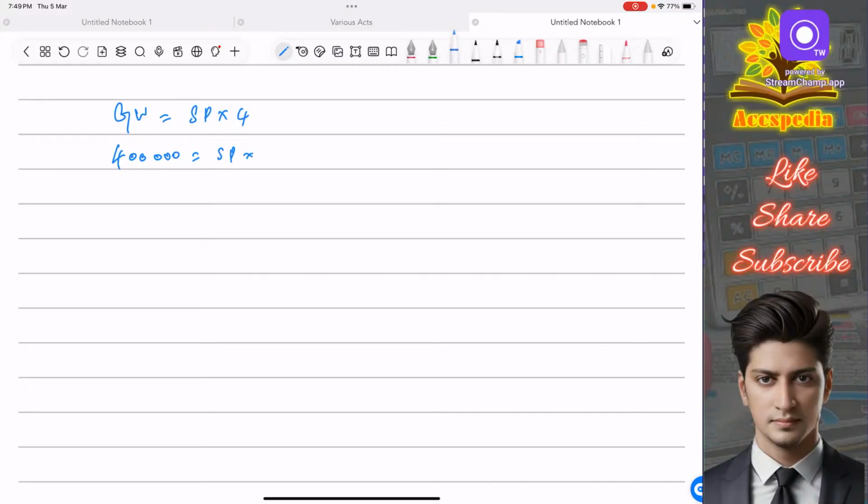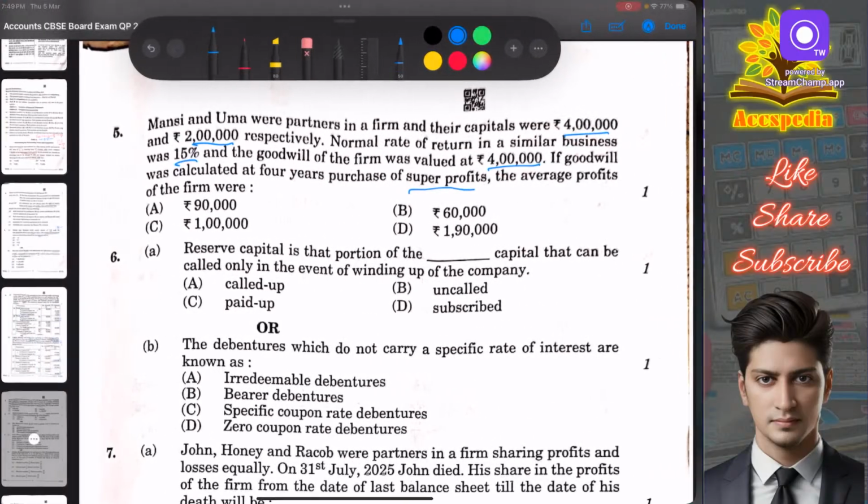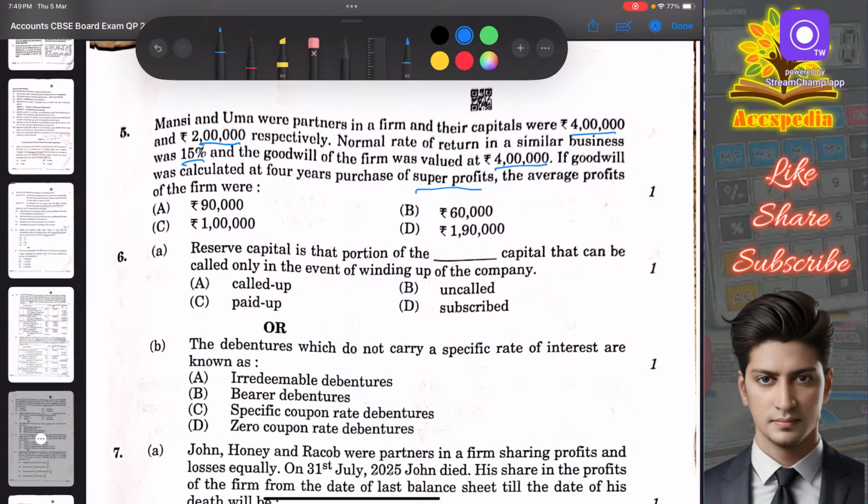Super profit into 4. So obviously this 4, when it goes to the other side, will become division. So super profit should be 4 lakh divided by 4, which is 1 lakh. And then, their capital is 4 lakh plus 2 lakh. There are no reserves and surplus. So 6 lakh is the capital employed.